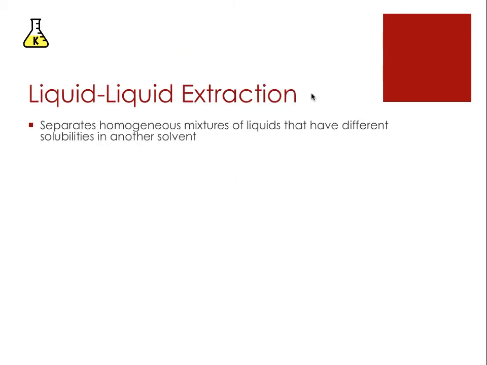Next on our list of separation techniques is a process known as liquid-liquid extraction. Just like we were talking about distillation, liquid extractions are all about separating, again, homogeneous mixtures. But instead of separating them by boiling point, we're going to instead separate them by solubility. The two liquids will preferentially dissolve in one solvent versus the other, and as a result, we can use that as a separation technique.